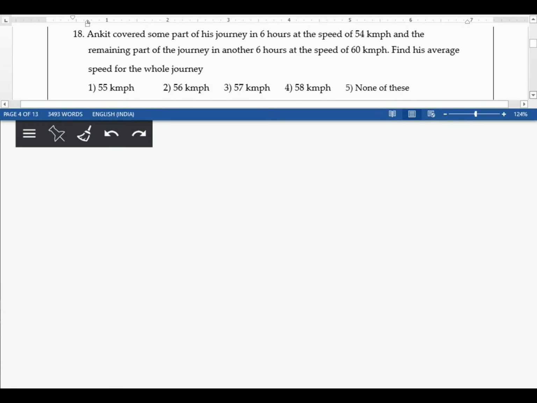Ankit covered some part of his journey in 6 hours at a speed of 54 kilometers per hour and the remaining part of the journey in another 6 hours at a speed of 60 kilometers per hour. Find his average speed for the whole journey.